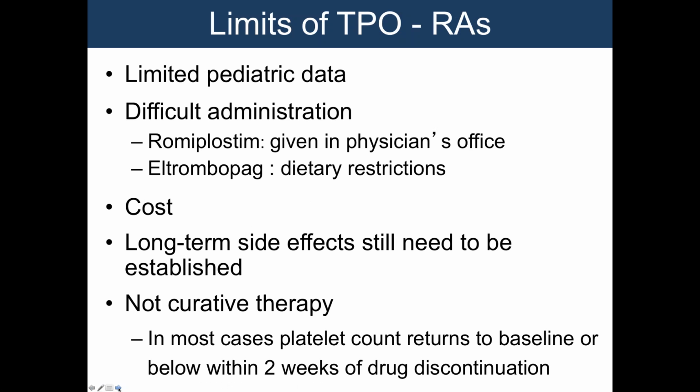So the limits of the TPOs mainly stem from just not a lot of pediatric data. There's only been a trial in 22 patients that's been reported for romiplostim. The PETIT trial was roughly 50 patients, and PETIT-2 was about 90 patients. And that goes along with these being focused on patients with chronic ITP, which is a very rare group and difficult to recruit.